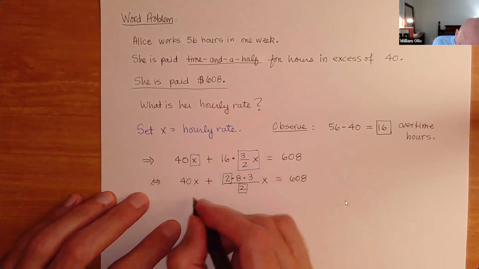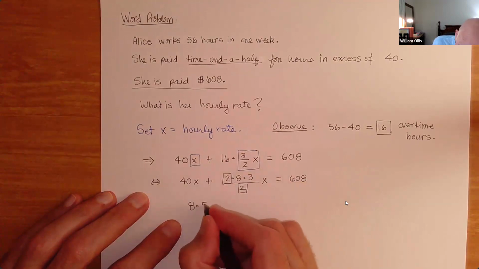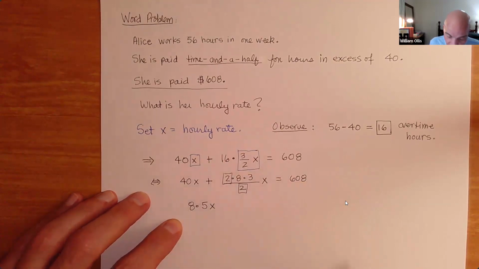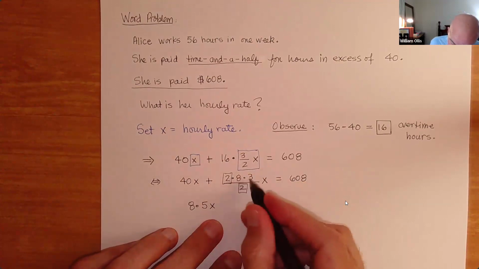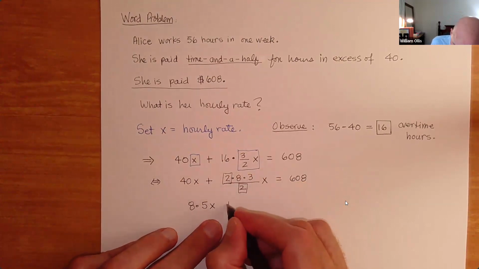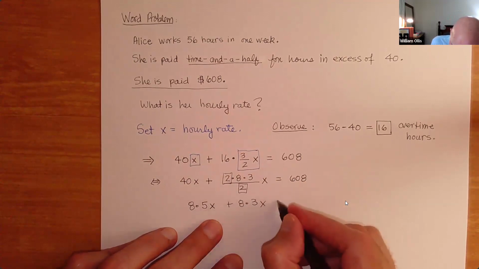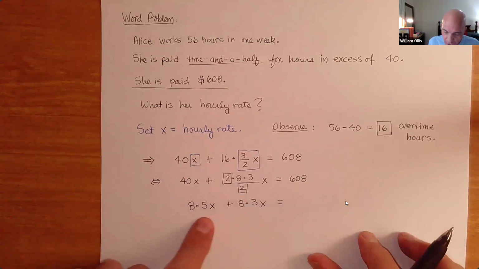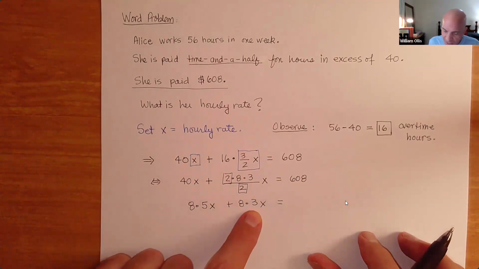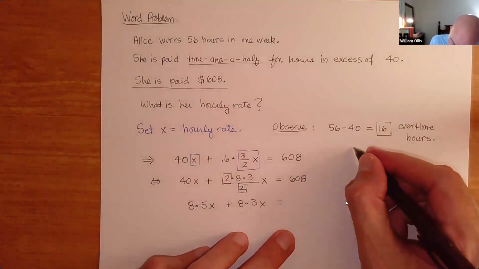Now if we look at this, we've got an 8 times a 5X. I'm just going to write the 40 as an 8 times 5. And then here we have an 8 times 3X. No need to add these yet. What we want to do is break this down. Let's go ahead and do a little factor tree here.